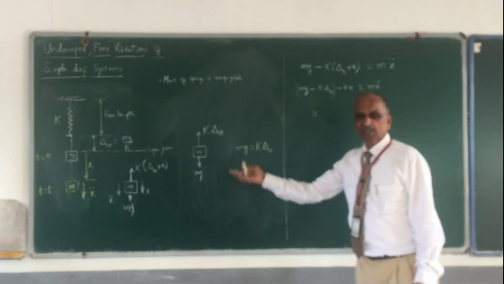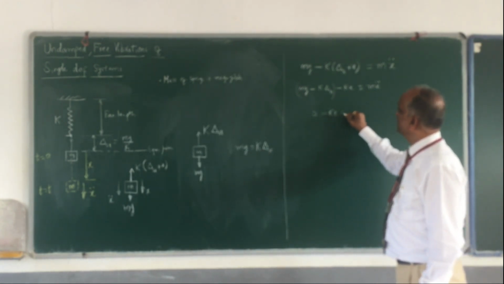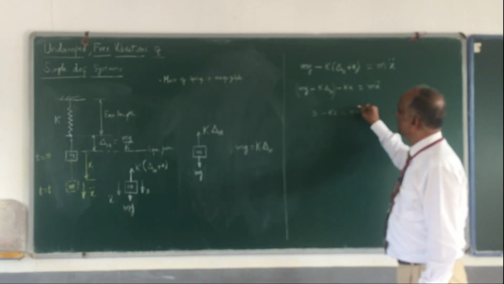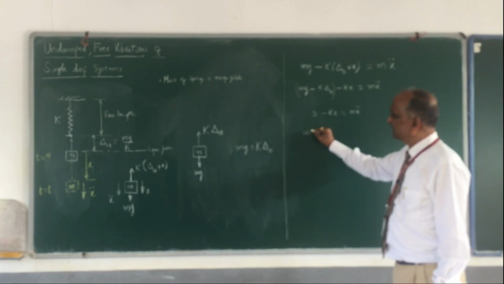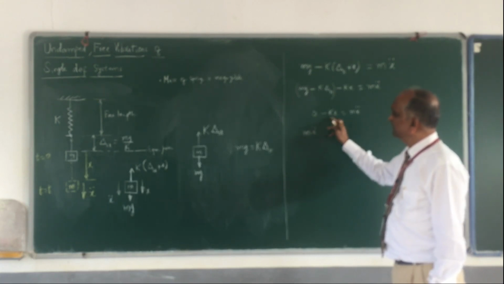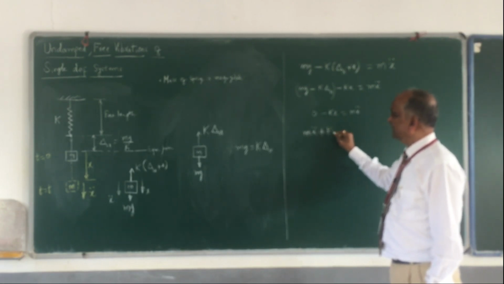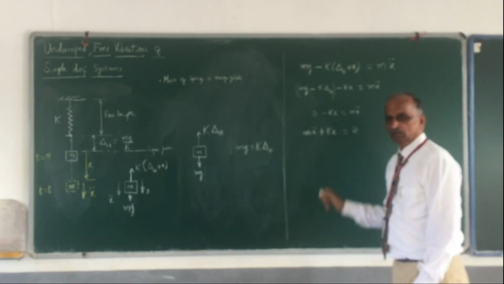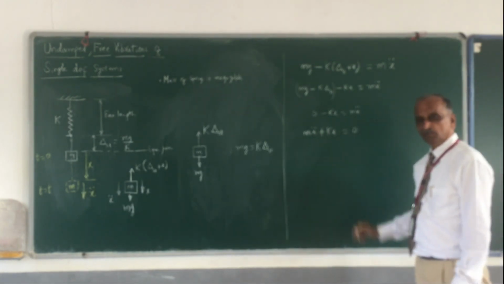Mg minus k delta st is 0. 0 minus k into x is equal to m x double dot. I shall rewrite it. The same thing is m x double dot plus kx. This kx I shall send to the other side, so m x double dot plus kx is equal to 0. This is what I was telling, a x double dot plus b x equal to 0.